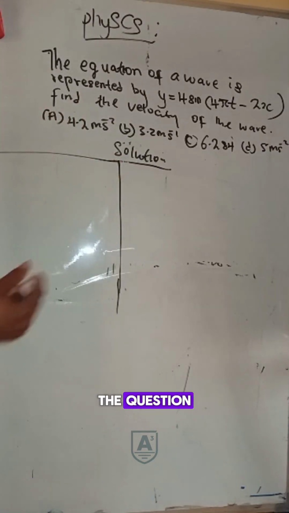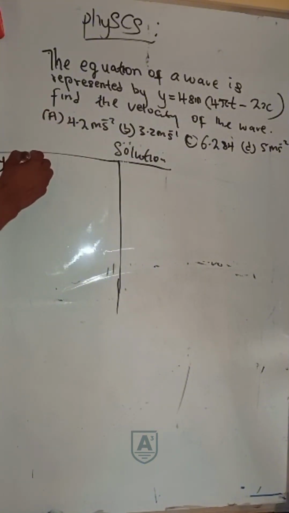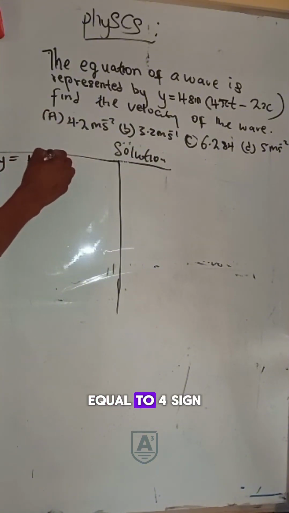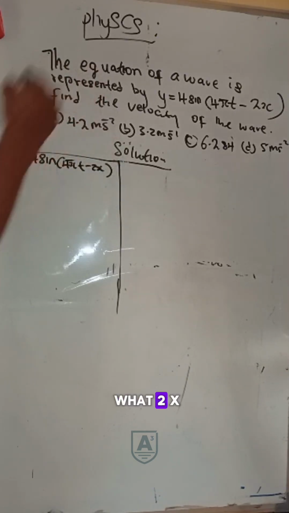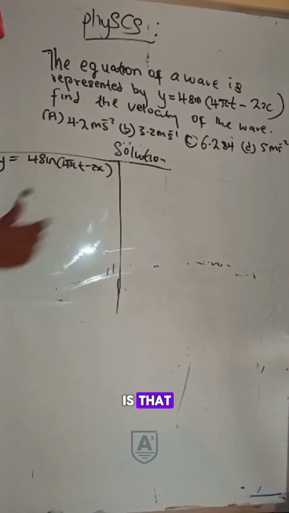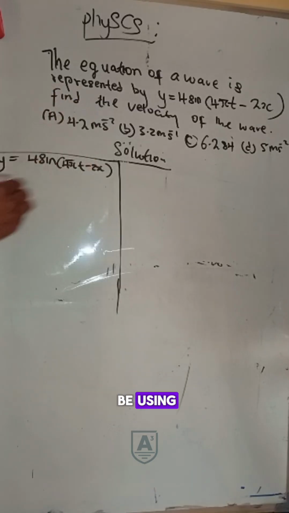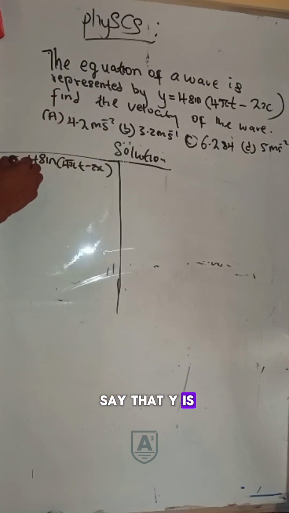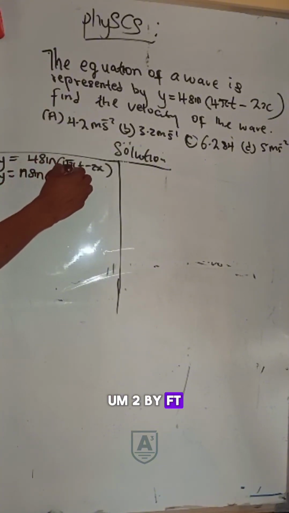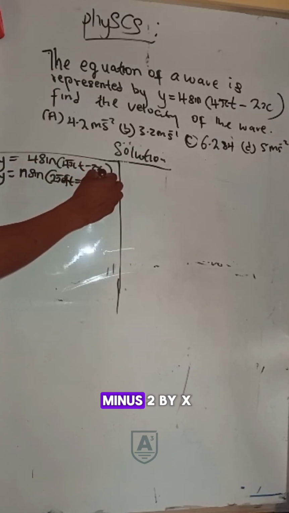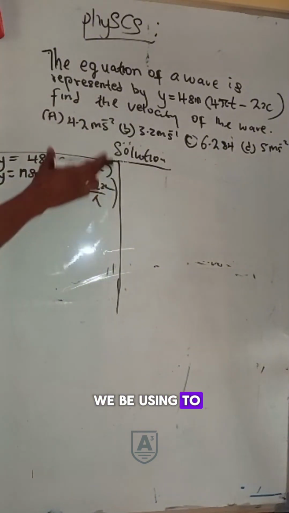we bring out the given wave equation, the one given to you from the question, which is y equal to 5 sine (4 pi t minus 2x). Then what we do is compare this with the standard wave equation. The standard wave equation you'll be using is y is equal to a sine (2 pi f t minus 2 pi x over lambda). This is what we'll be using to do your comparison.